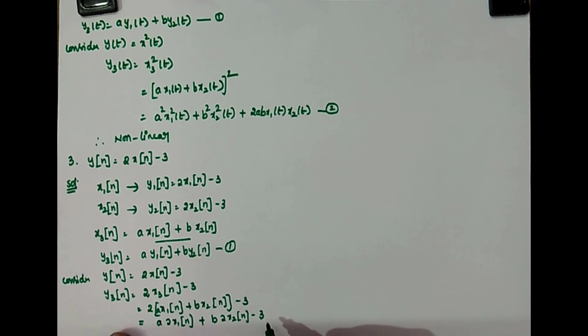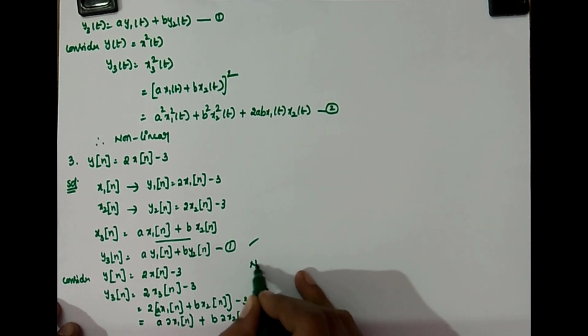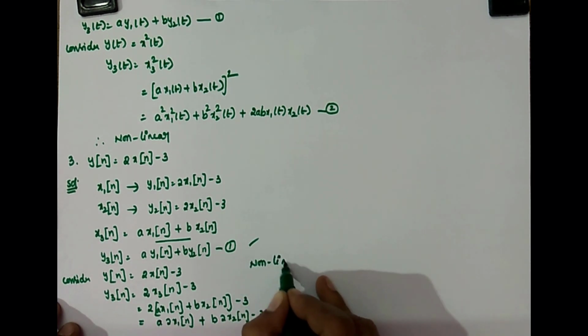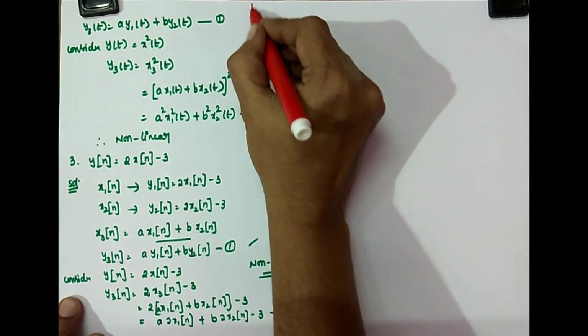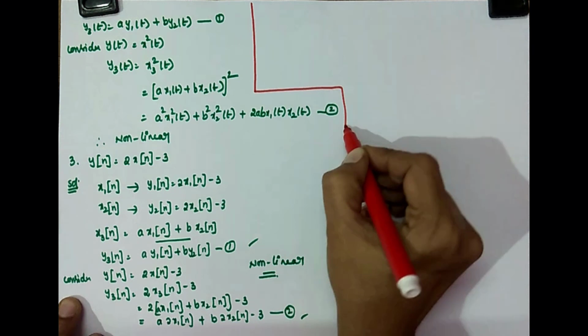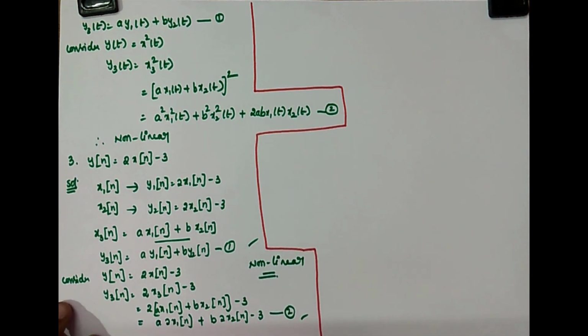So this is the y3 of an expression. Now observe 1 and 2. Both are same? No. So the system is said to be nonlinear. Let us see another type of problems on linear and nonlinear systems. Okay.